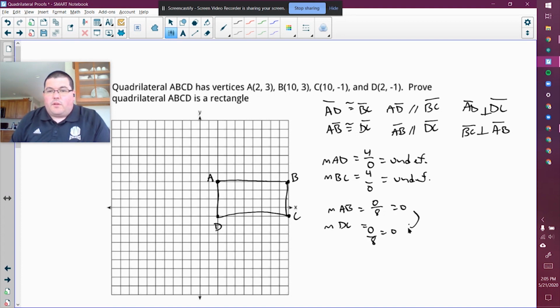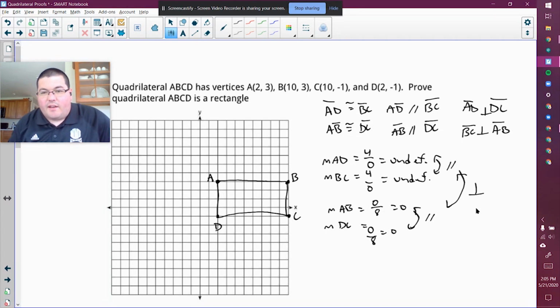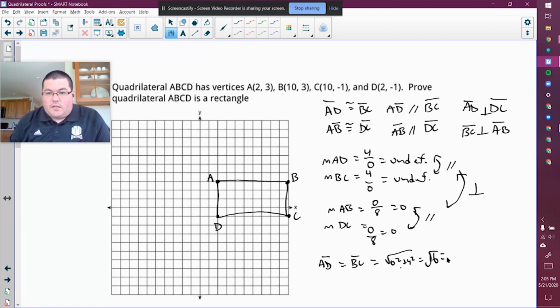And so we not only have our parallels here, but these two are perpendicular, right? And so we have proven 2/3 of what we need to prove. And then from here, it's pretty straightforward, because we can just plug our rise and our run into the distance formula and confirm that we have congruent side lengths. AD and BC have the same rise and run, which is 0 squared plus 4 squared, right? Which is, of course, just the square root of 16 or 4.